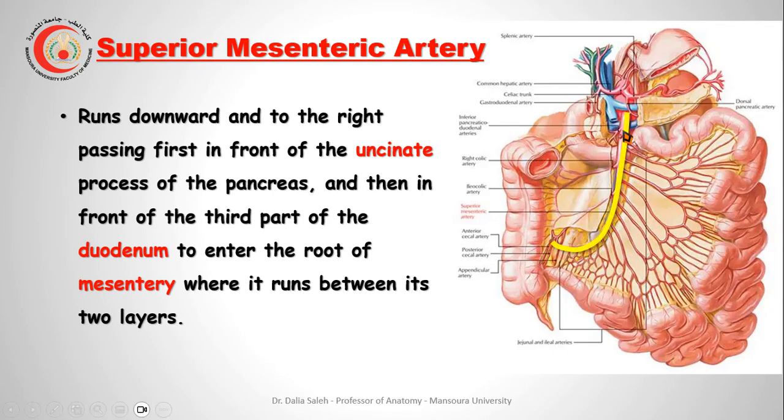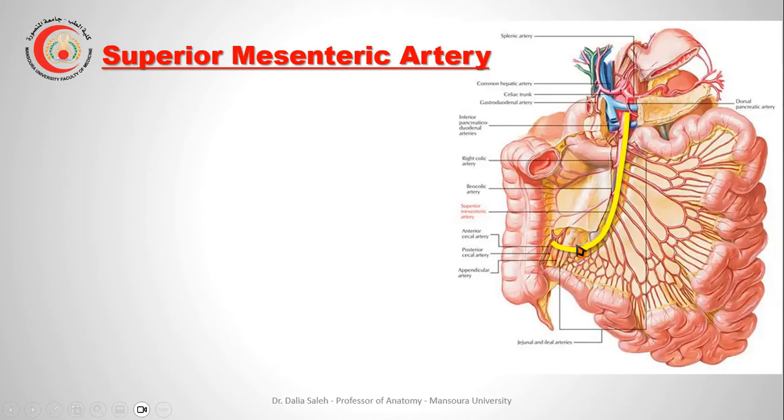It crosses in front of the uncinate process of the head of the pancreas and also in front of the third part of the duodenum. It may compress it and cause problems with the motility of the small intestine. And then it enters the root of the mesentery and passes between its two layers.